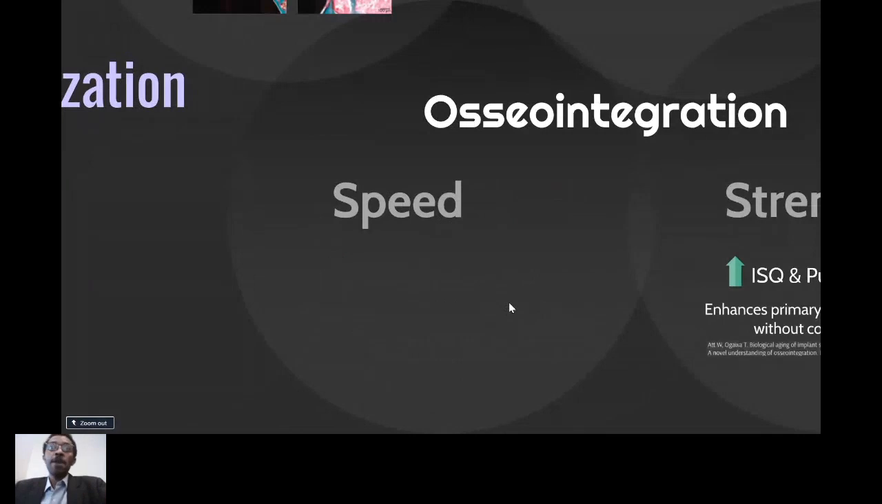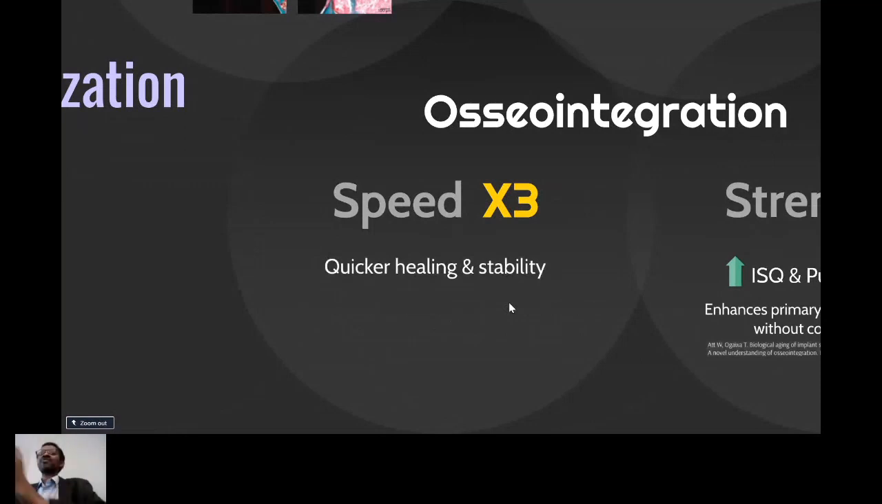better primary stability. Okay? And then you have the speed as well, which is one of the main concerns, not only for the patient but also for the dentist. A lot of patients ask, they want the speed. I don't want to wait 3, 4, 5 months to place my loading, for example. So the speed is multiplied by 3, imagine that. The normal speed of osseointegration with this process is 3 times faster, which means quicker healing and stability. And there is a little difference between the speed of osseointegration and the actual clinical speed of healing, I'm going to tell you now.